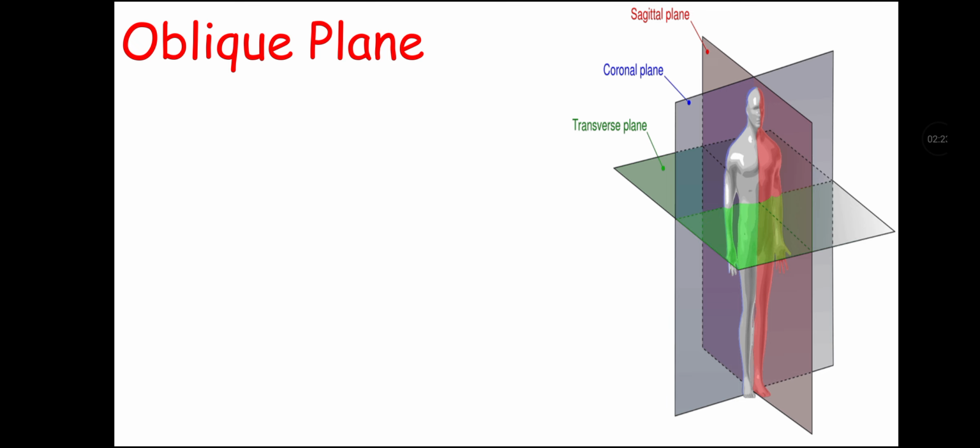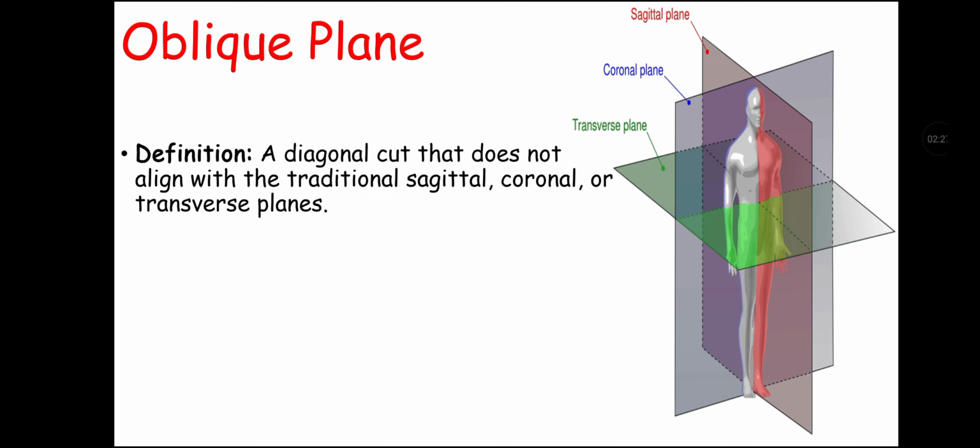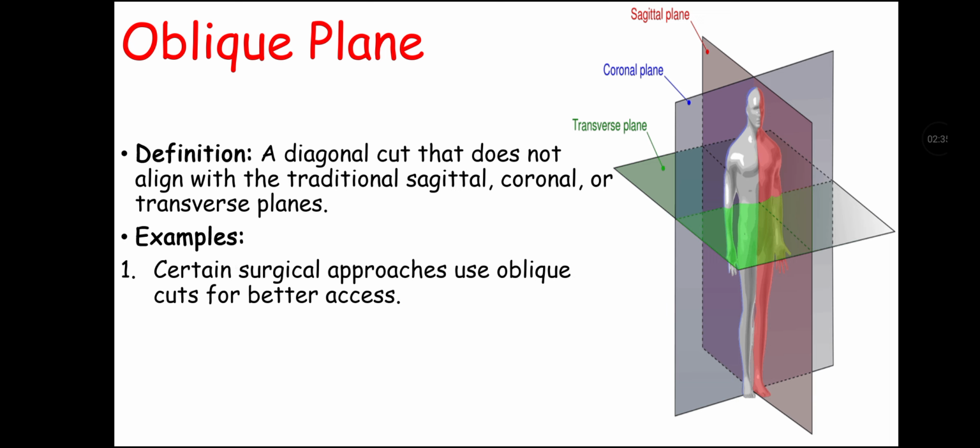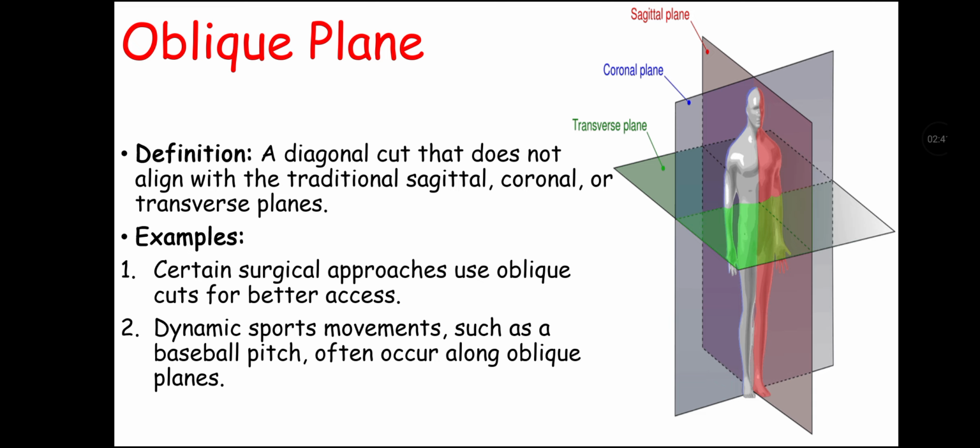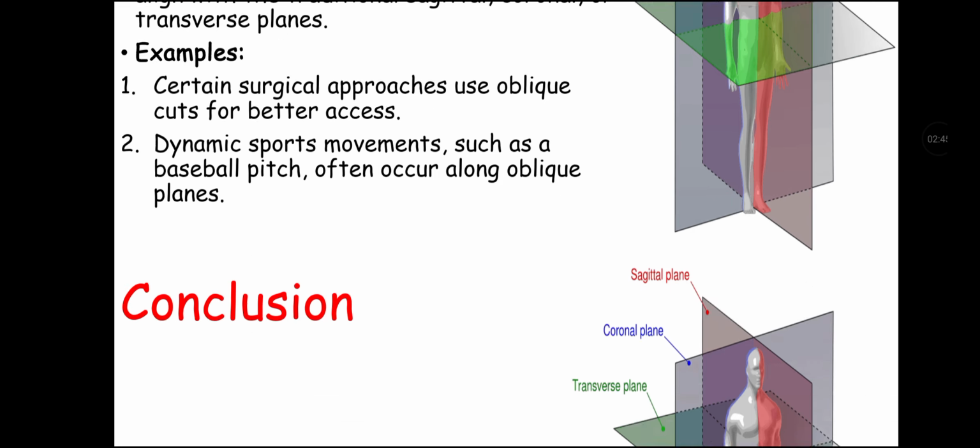Now let's talk about the oblique plane, that is also called as accessory plane. It can define as a diagonal cut that does not align with the traditional sagittal, coronal or transverse plane is called as oblique plane. Its examples include certain surgical approaches use oblique cuts for better access, and dynamic sports movements such as a baseball pitch often occur along oblique planes.